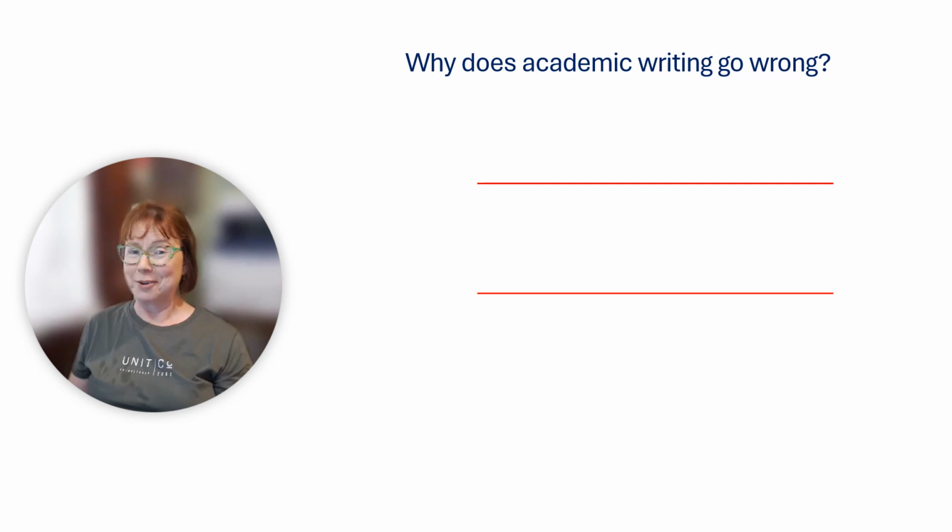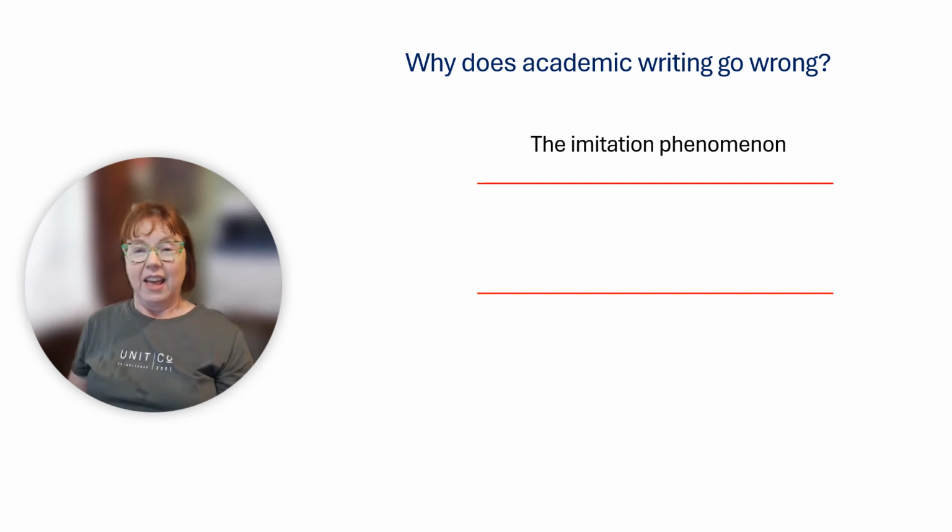A bit more about why it goes wrong. The internet abounds with theories about why it has gone wrong, and these are just a few. It's thought that maybe it's about the imitation phenomenon. So a group of writers write in a certain way. Junior researchers will imitate the writing styles of those who've gone before, and the problem is just self-perpetuating. It seems like a theory that holds water.